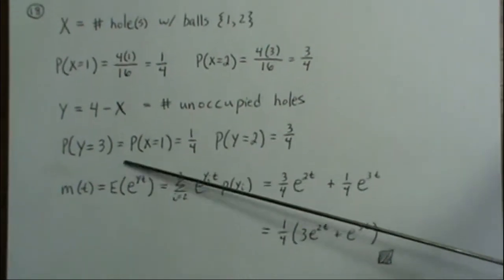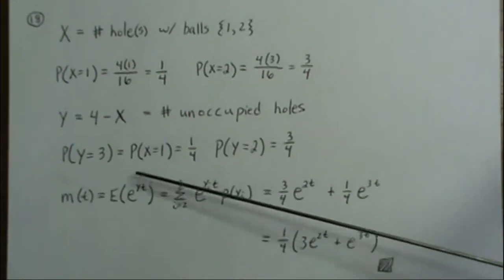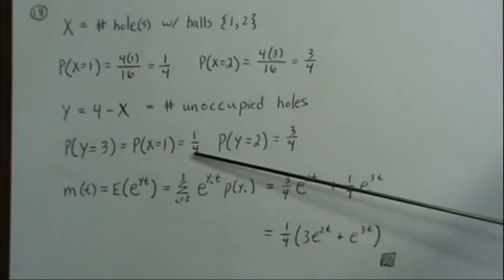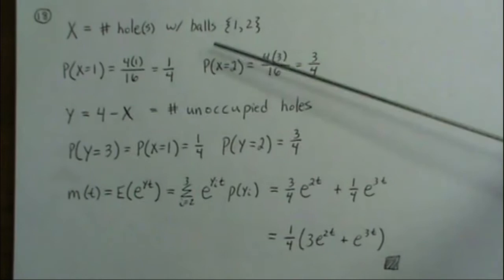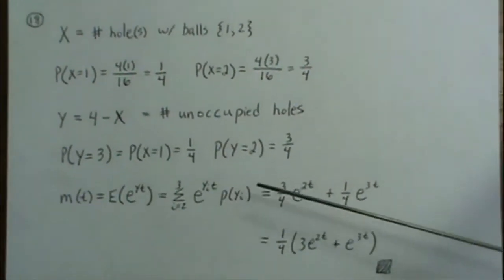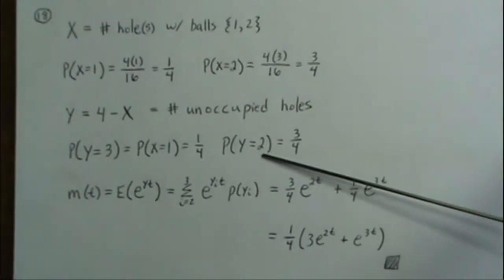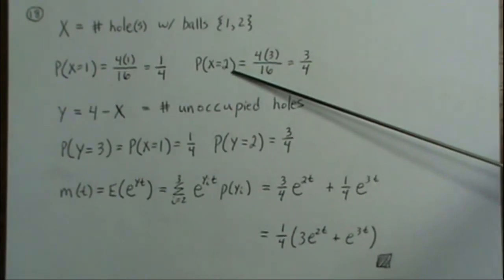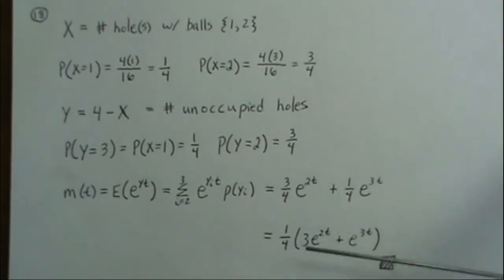So the probability that Y is 3 is the same as the probability that X is 1, which is 1/4. You don't really need to do these steps; that's just the way my brain works for this problem. And then the probability that there's 2 unoccupied is the same as there being 2 occupied, so the probability is 3/4.